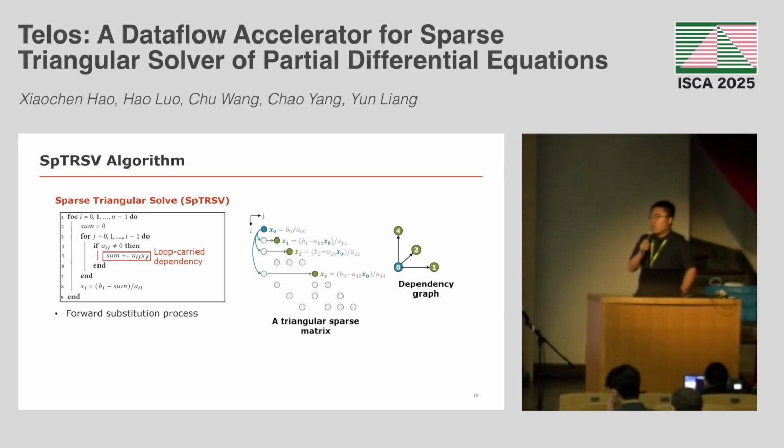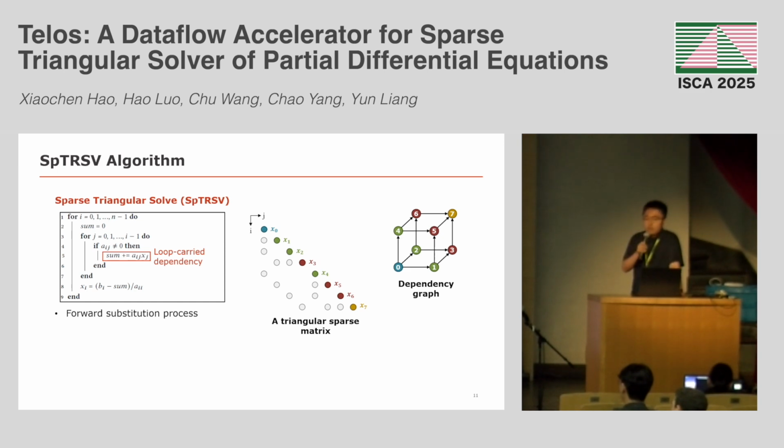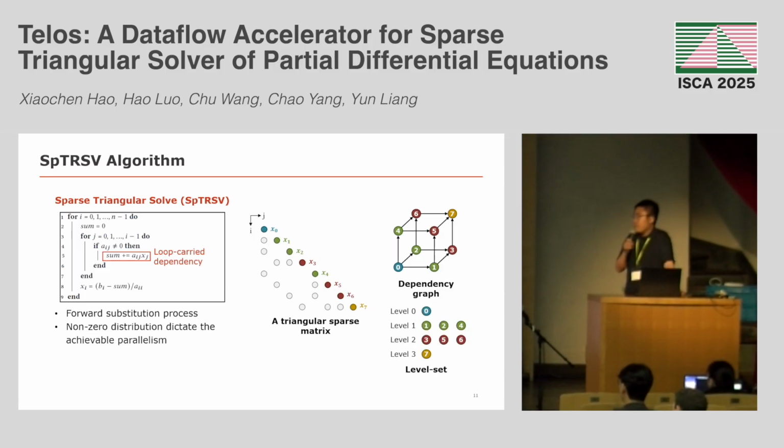A dependency graph is accordingly built, where each node represents a variable and the edges indicate the dependencies between variables. Following this process, all variables are solved iteratively and a complete dependency graph is built. Nodes of the same color are independent. The dependency graph can be divided into multiple levels, with each level containing independent variables. Thus, optimizing SPTRSV is difficult because the achievable parallelism is determined by the distribution of non-zero elements.